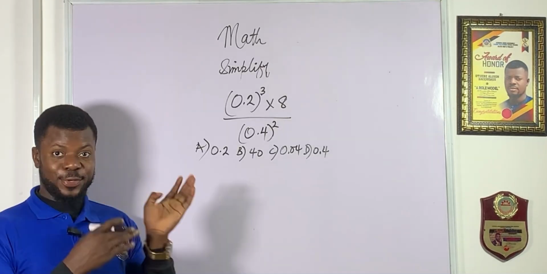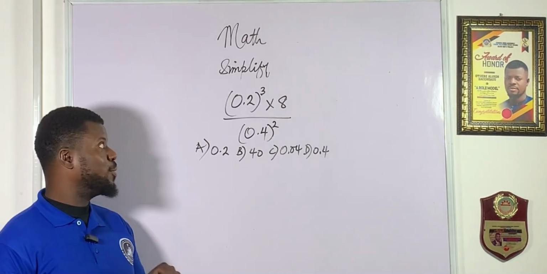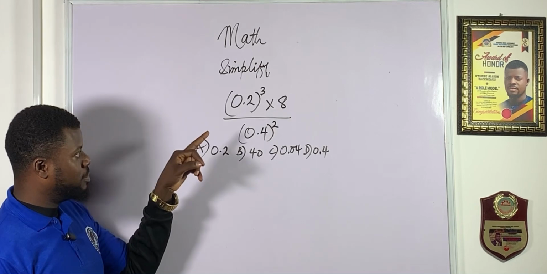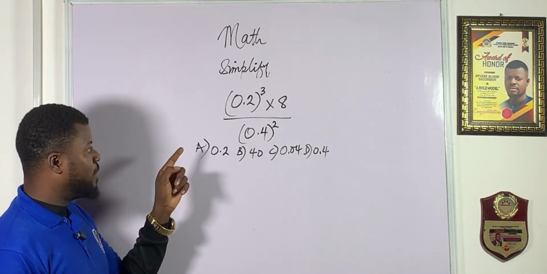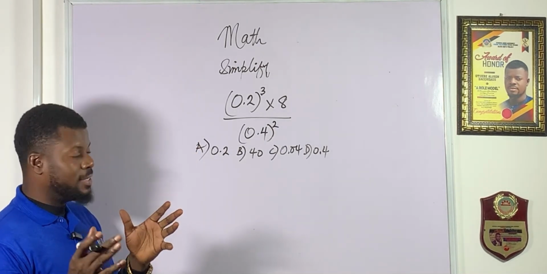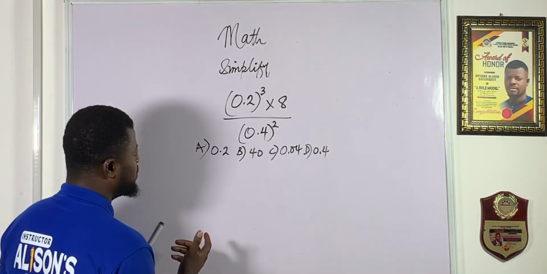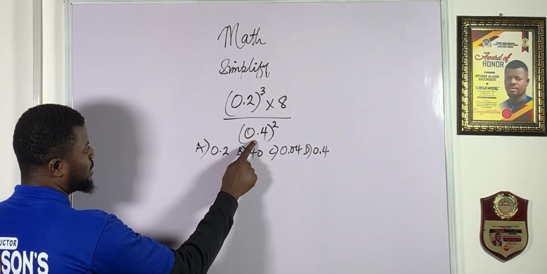Hey, smart people, let's solve this problem without the use of a calculator. So we're having 0.3 cubed multiplied by 8 over 0.4 squared. So how can we simplify this? It's quite simple. Let's convert this to standard form.